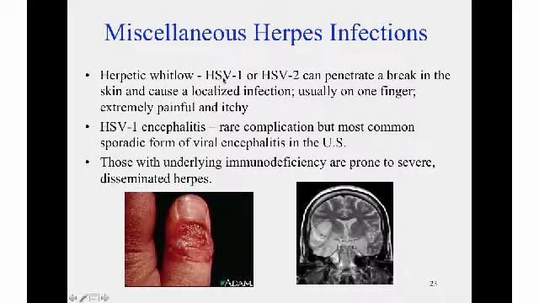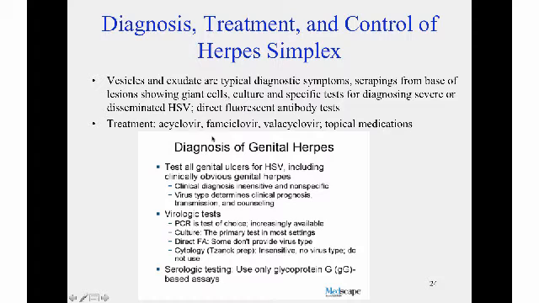So this is HSV-1 or 2 that penetrates through a break in the skin and causes a localized infection. This is usually on one finger. It's extremely painful and itchy. Or a rare case of encephalitis. So this is the most common sporadic form of viral encephalitis in the U.S. And those who are immunodeficient or immunocompromised are prone to severe disseminated herpes, so cases where it could spread to other areas of the body.